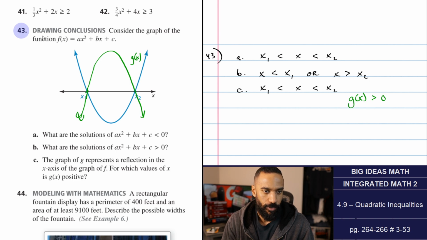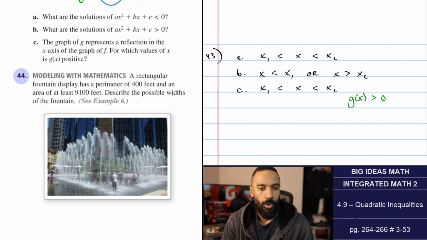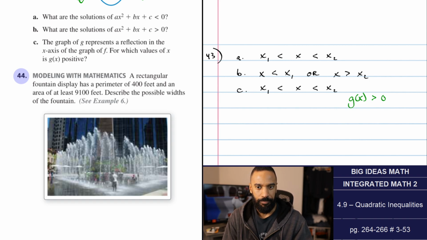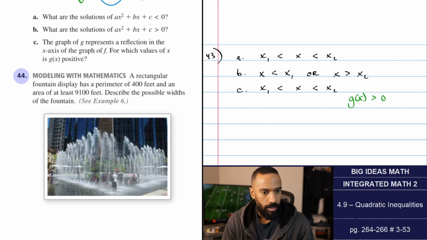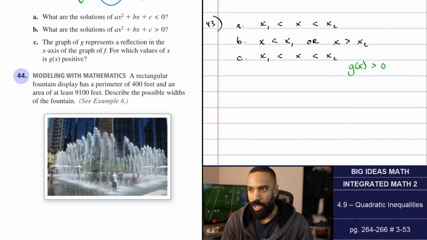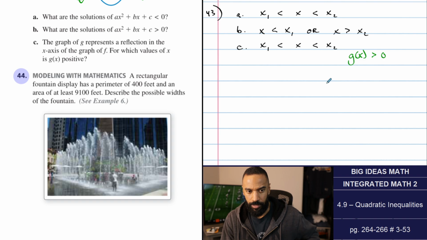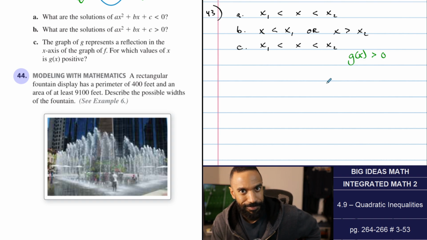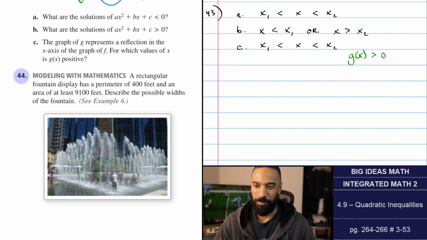Okay, number 44. Modeling with mathematics. A rectangular fountain display has a perimeter of 400 feet and an area of at least 9,100 feet. I think that would be square feet. I don't mean to correct the book.